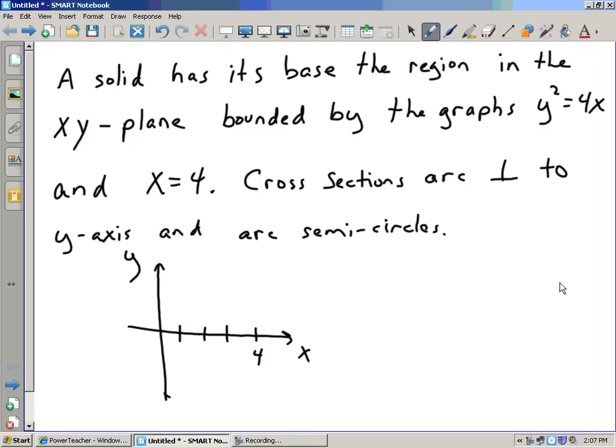Let's get the region sketched. So first we'll start with the graph of y squared equals 4x, a parabola opening up to the right. And the equation x equals 4, going right through that x equals 4 value.